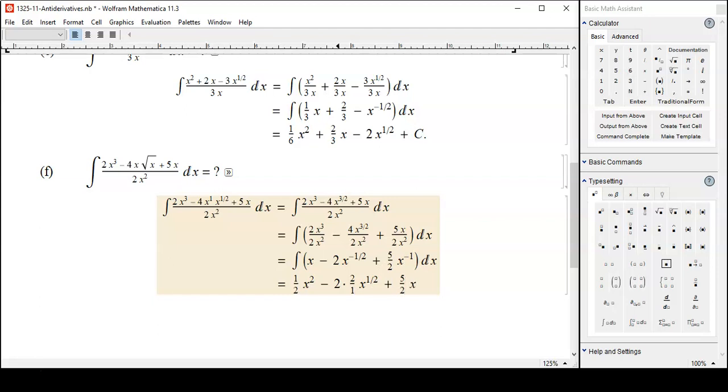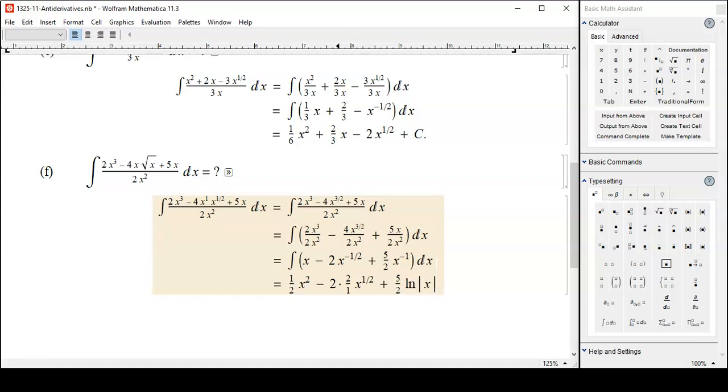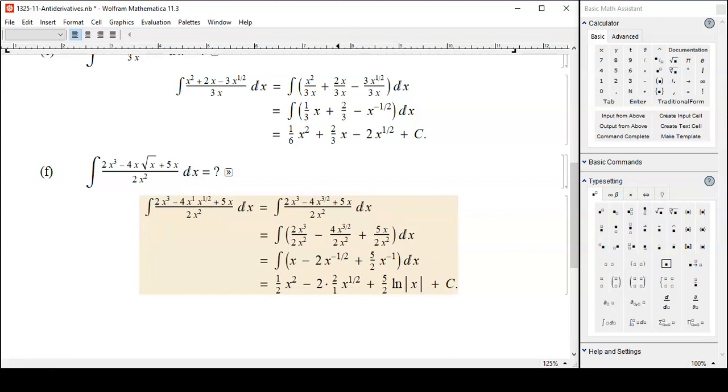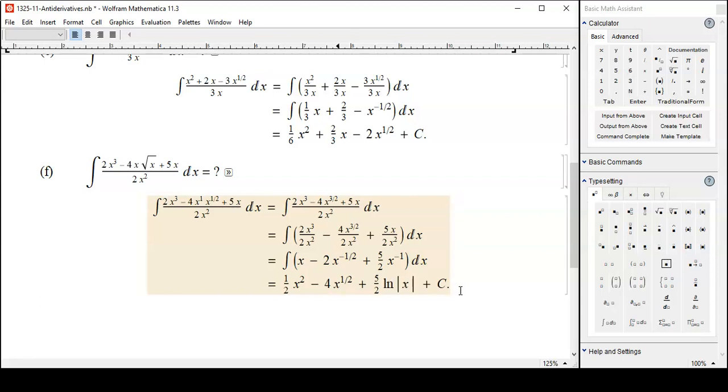Add 1 and divide. 5x to the negative 1, add 1, 0, and then divide by 0. Oh, I can't do that. So the power rule is not the way to go. This is going to be log of x. That's going to be it. You can leave it like that, but maybe a little bit of simplification here will help. I guess that's it.